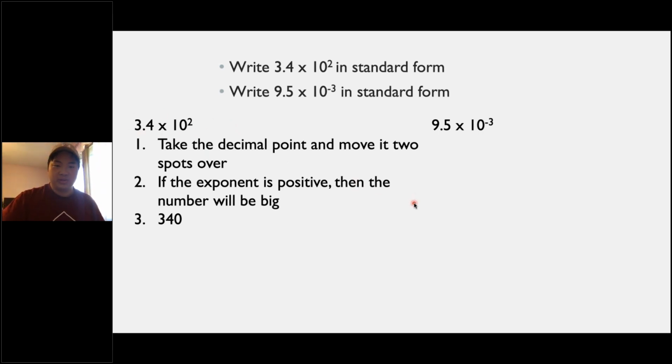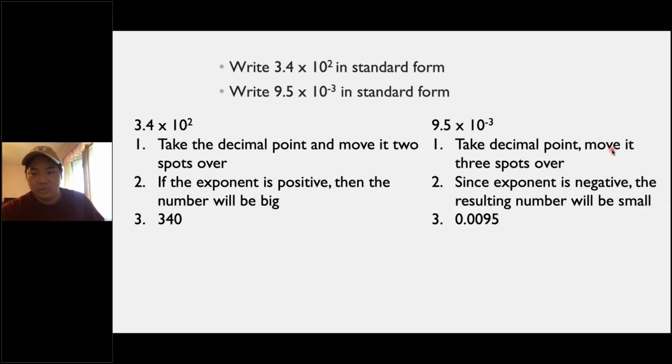So the next one we're going to do is 9.5 times 10 to the negative 3rd. We're going to do the same thing. We're going to take the decimal point and move it 3 spots since we see a 3 here. And then we're going to ask ourselves, is this a big number or a small number? Well, this is a negative exponent, and remember we said that negative exponents are with small numbers. So if I move it 3 spots to the right here, it becomes like 9,500. That's a big number. If I move it to the left 3 spots, it becomes 0.0095. So it's the small number because there's a negative exponent.